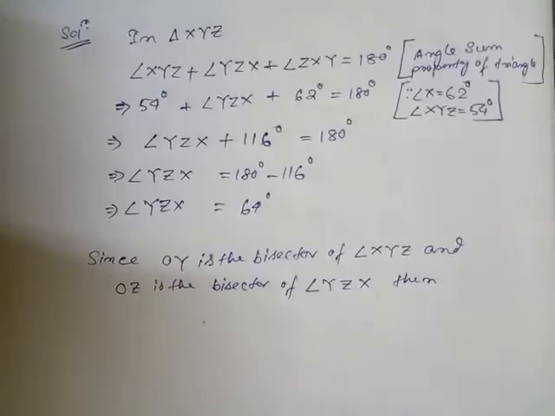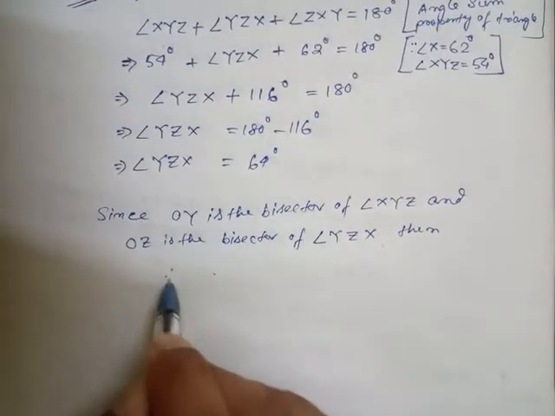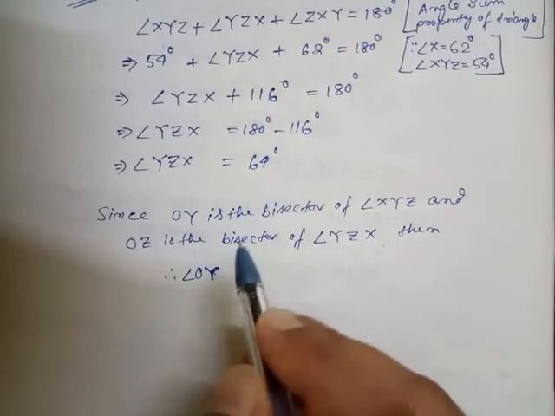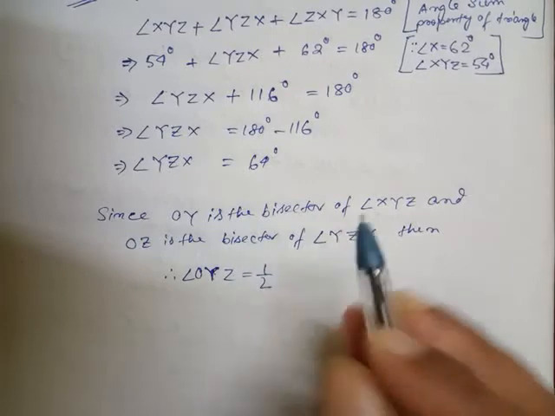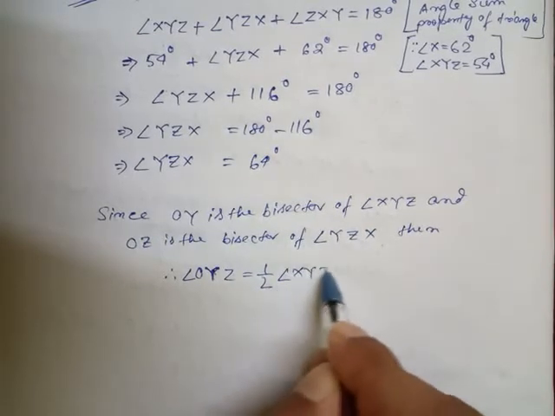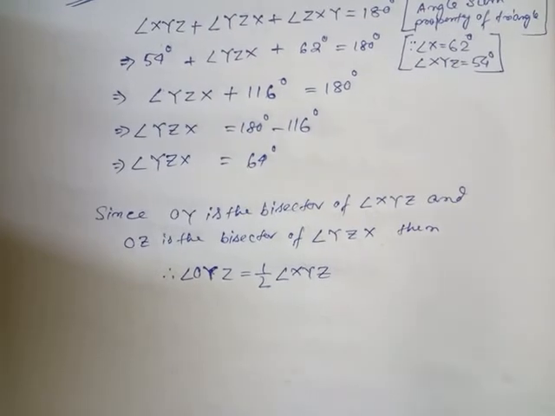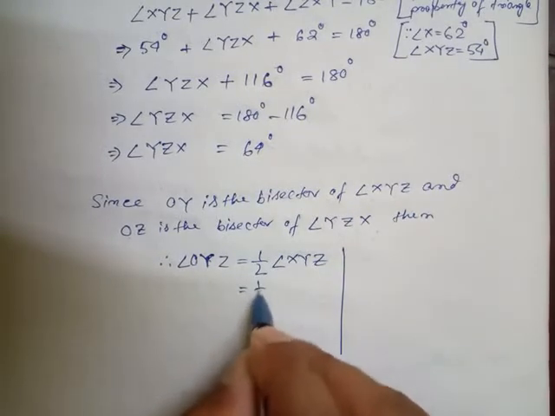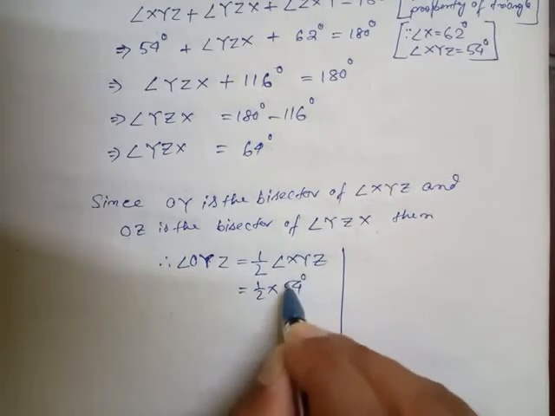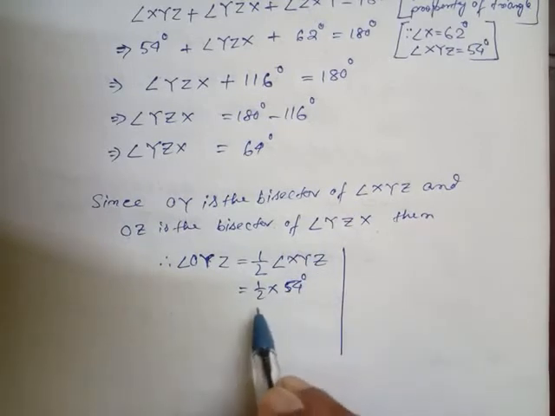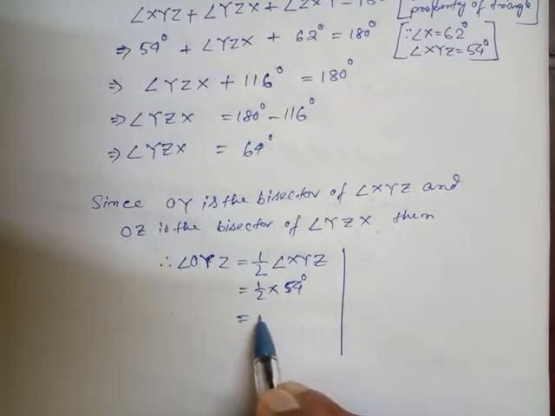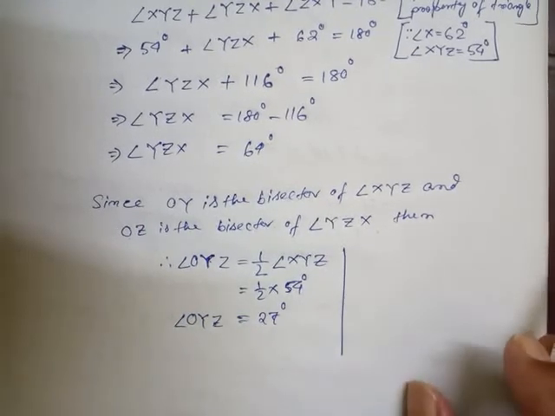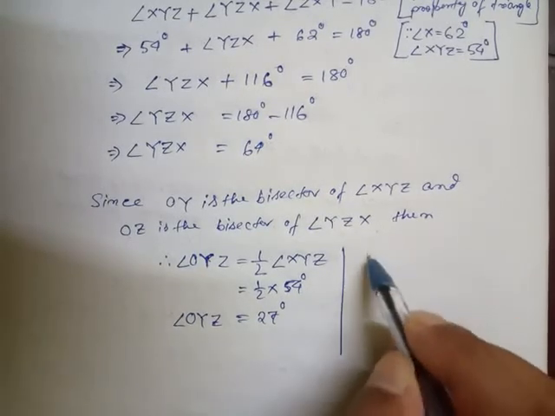Now look after that student, here I am writing that. So therefore student, angle OYZ equals half of angle XYZ. So what is the value of XYZ here? In the given question, XYZ is 54 degrees. So we'll write down half into 54 degrees, since XYZ equals the given 54 degrees. Now go for the cancellation. So the answer will be 27 degrees. This is OYZ.